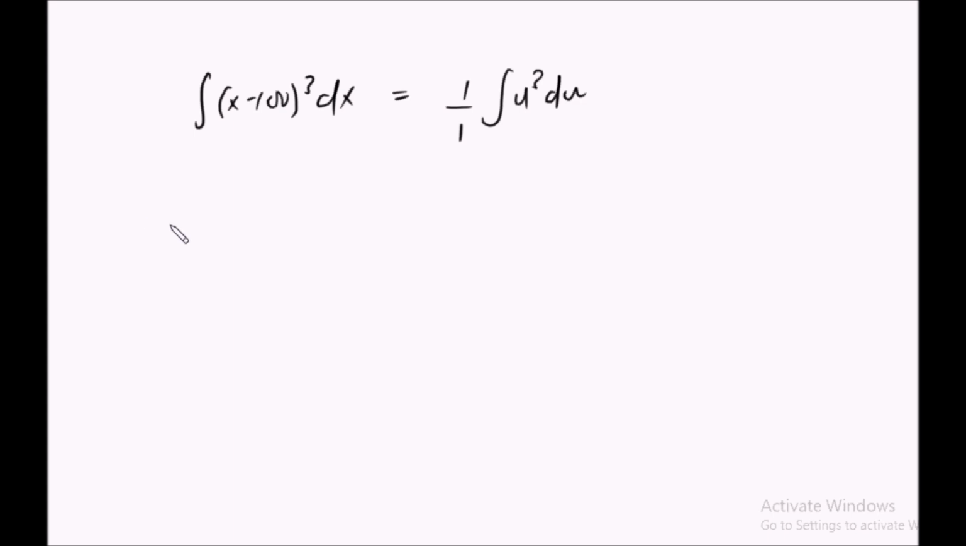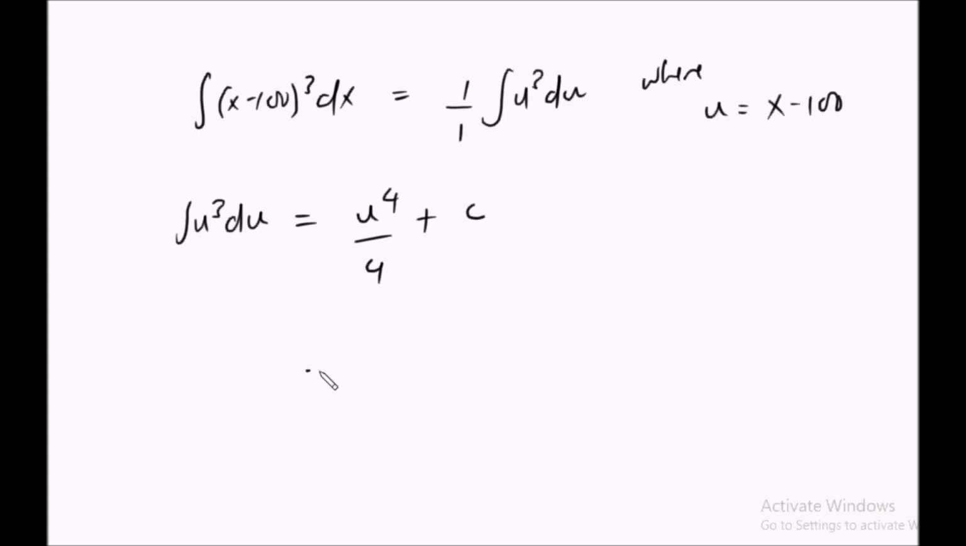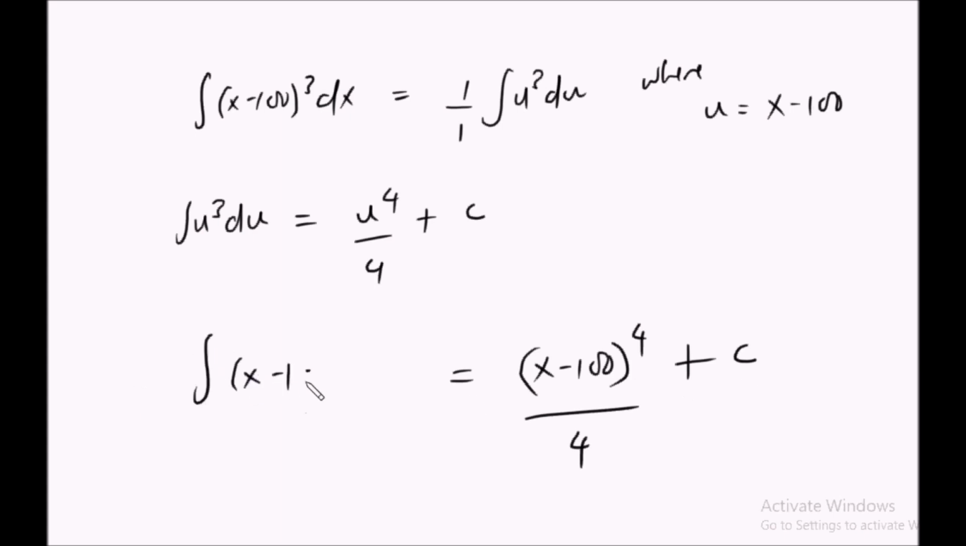So if I integrate now, 1 over 1 by the way is just 1. If I integrate u cubed du, I'm only gonna get u power 4 over 4 plus c. But remember to relate u ni nini, ax plus b ambayo ni hiyo x minus 100. So our answer now is gonna be kwenye u unaweka x minus 100 power 4 over 4 plus c. So hii ndo integral ya x minus 100 power 3 dx.